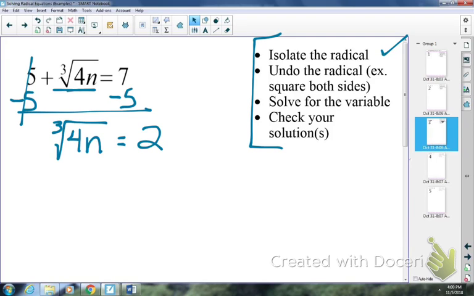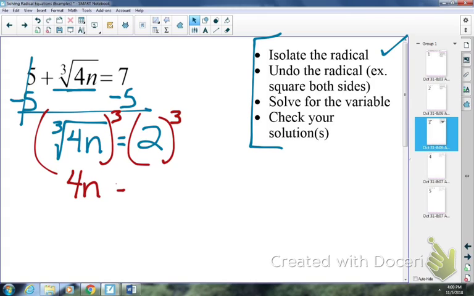So step number 2, we need to undo the radical. Now the previous 2 examples we were doing square roots, so we squared both sides. But this particular problem is with cube roots, so to undo the radical, we are going to cube both sides. So when we do that, it undoes itself. So on the left side, we have 4n. And on the right side, 2 cubed is 8. So again, we just completed step number 2. We undid the radical.